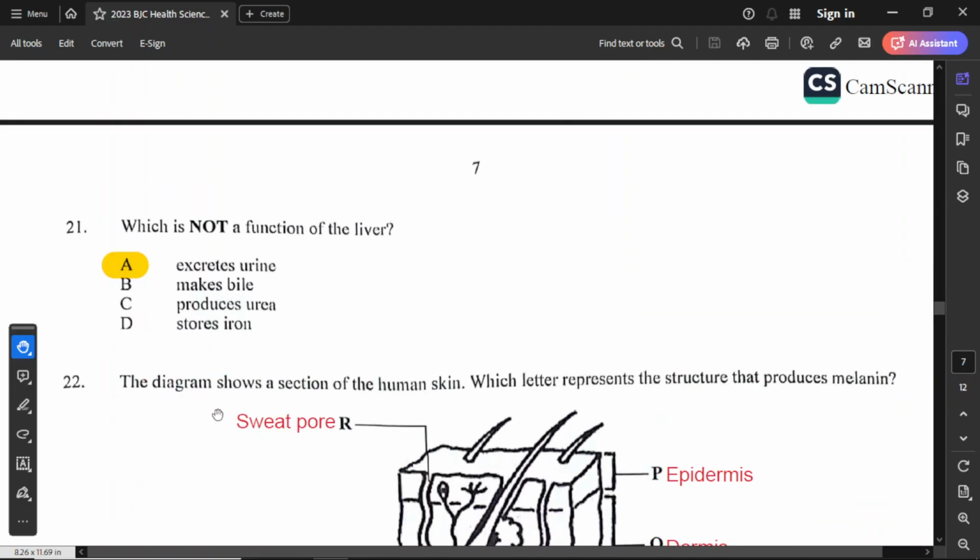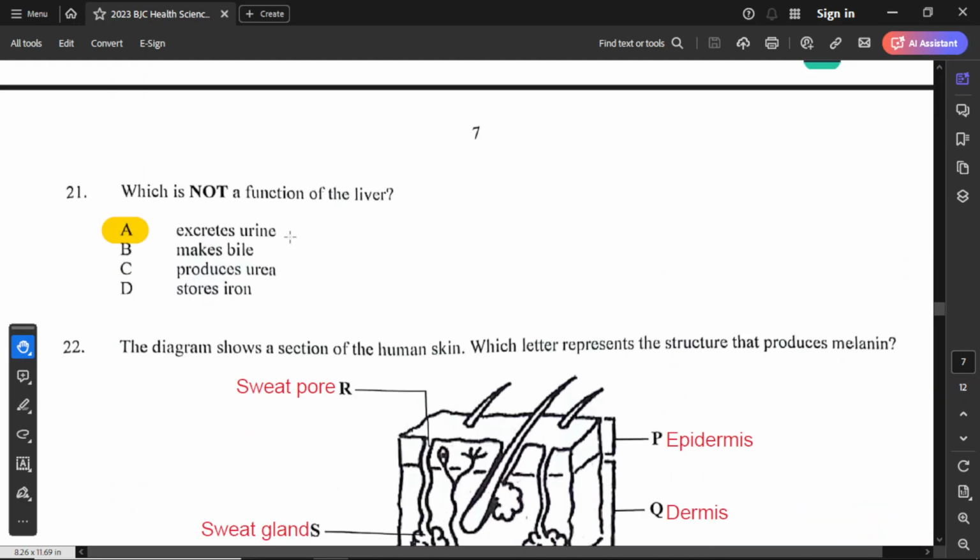Now, for question number 21, it said, which is not a function of the liver. And the liver does not excrete urine at all. It does not excrete urine. All right. What it removes is urea, not urine. Urine comes out of the kidneys when urea combined with salt and water, as I said earlier. So the answer here is A. It is not excreting that at all.